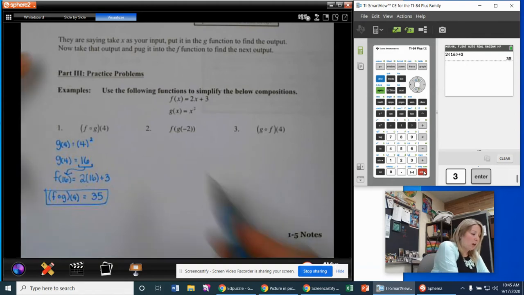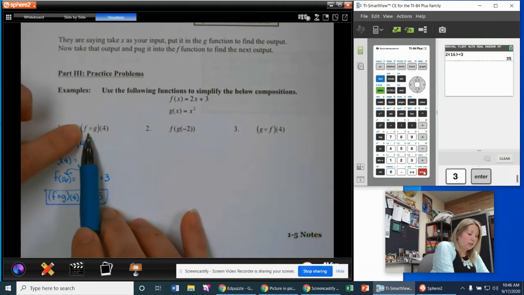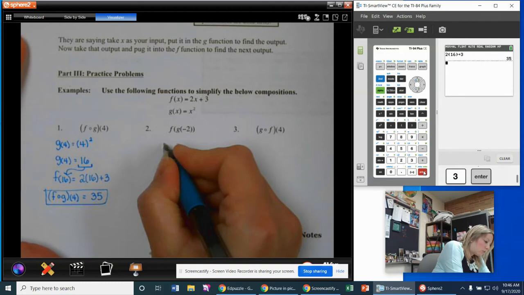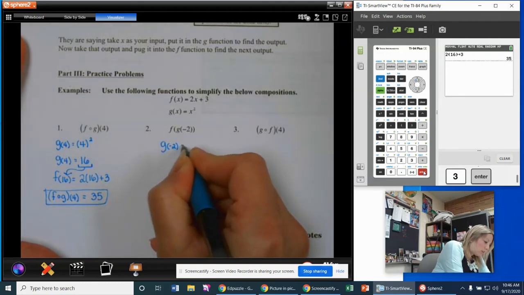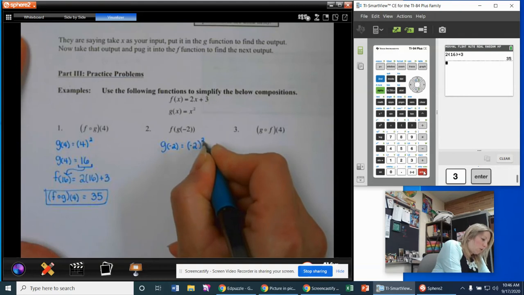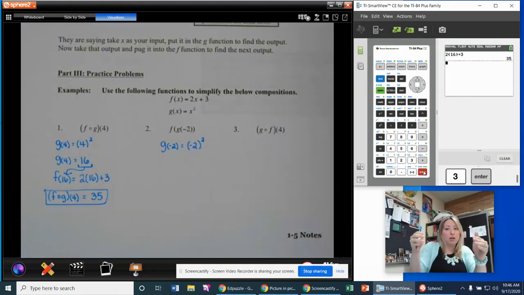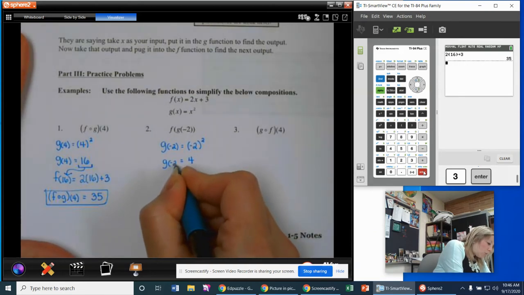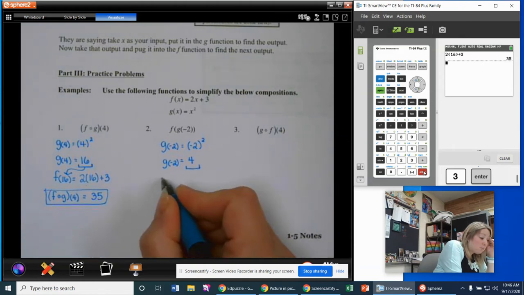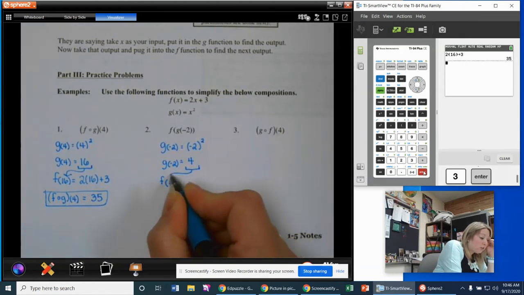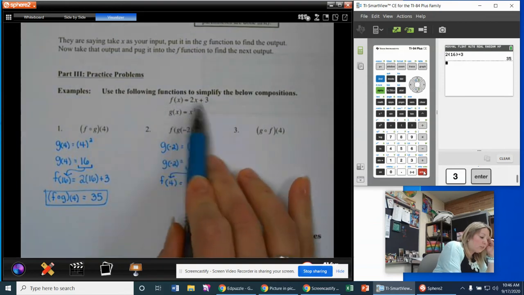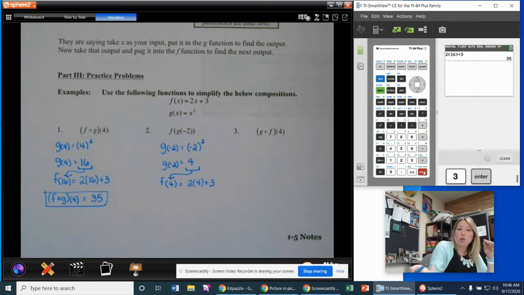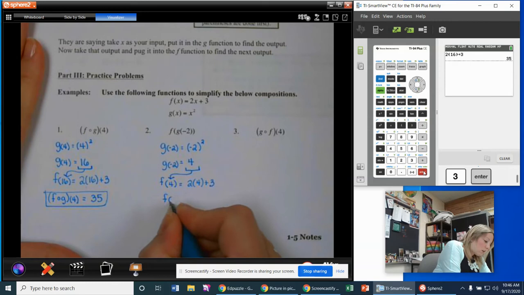Let's do it again. The notation is different, but it's saying the same thing. Plug this into the g function first. So here we go: g of negative 2. That means to replace x with negative 2. Remember, that's in parentheses, so it's negative 2 times negative 2, which is of course positive 4. Now positive 4 is the input into the f function. So it's 2 times 4 plus 3. 2 times 4 is 8, 8 plus 3 is 11, so f of 4 equals 11.